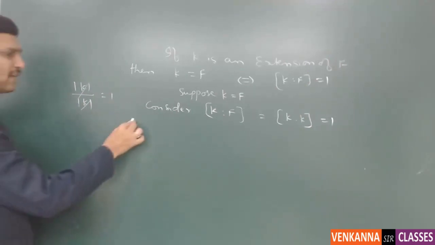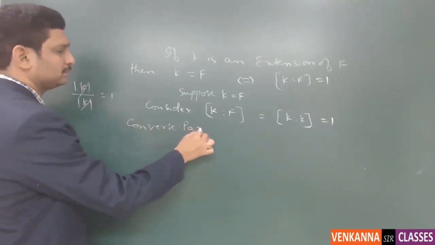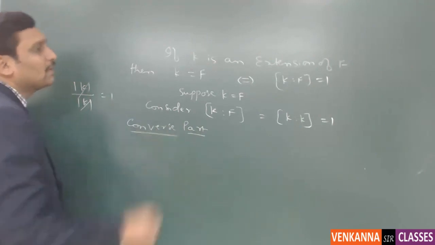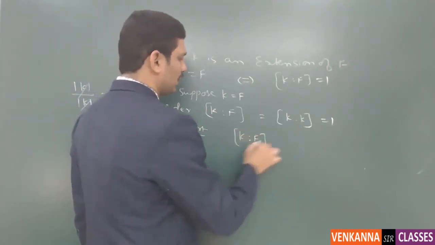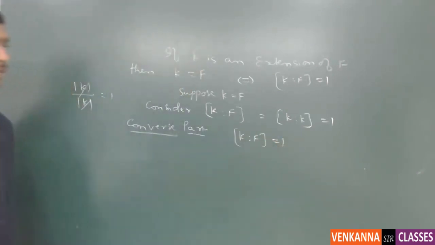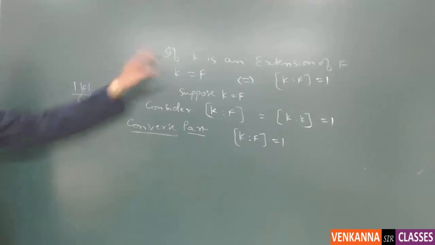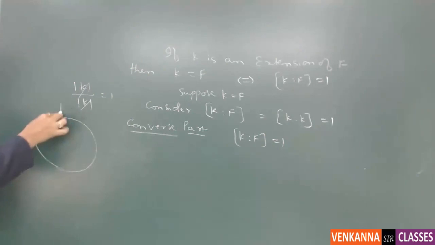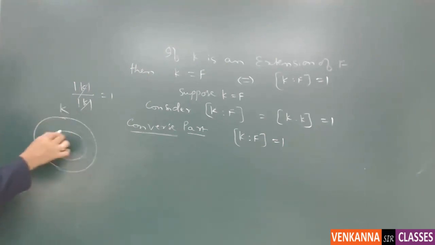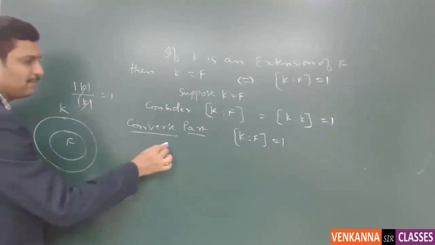So coming to the converse part, you take that K over F is equal to 1. So by default, we need to understand K is an extension of F. So our picture is nothing but K is the large set, F is a part of it, F is a subset of K. So we have to prove that K is equal to F. This is our claim.